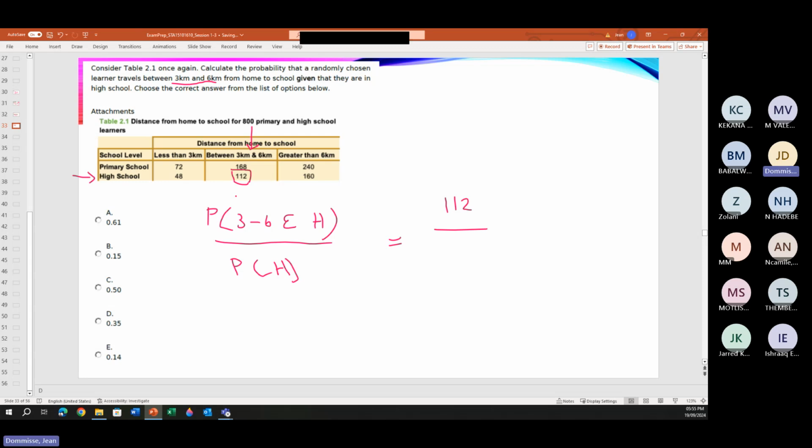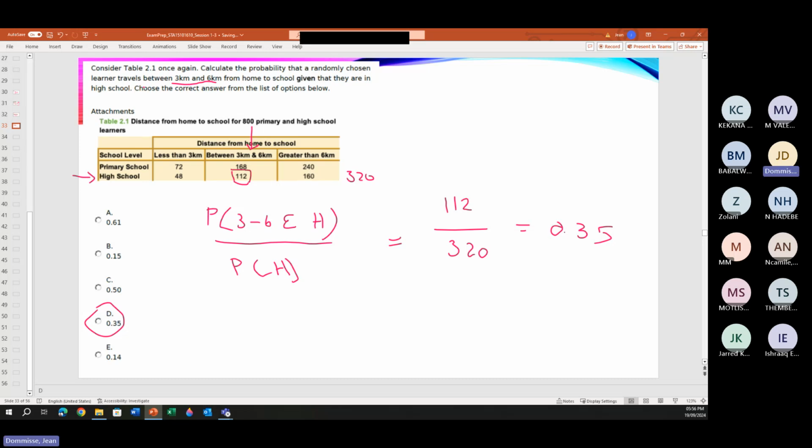48 plus 112 plus 160. Okay, so that gives us 320. So that is what we will work out. 112 divided by 320 is equal to 0.35, which is option D. Okay, so the same information, they just ask us to work out something different.